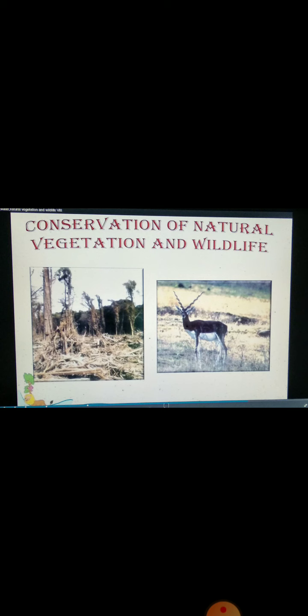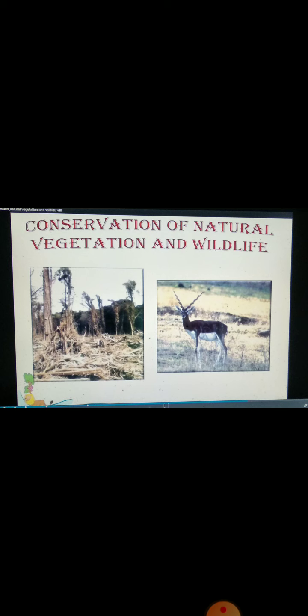Animals are poached for collection and illegal trade of hides, skin, nails, teeth, horn, as well as feathers. All these things are now banned. In this way, we can actually conserve the natural vegetation and wildlife, and we can maintain a balance in the environment also. Due to indiscriminate killing, several birds and animals have become either extinct or on the verge of extinction. That is why also we need to conserve the wildlife.